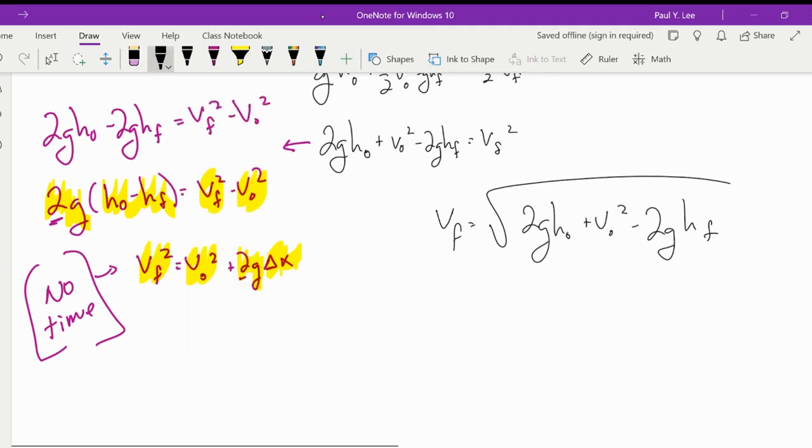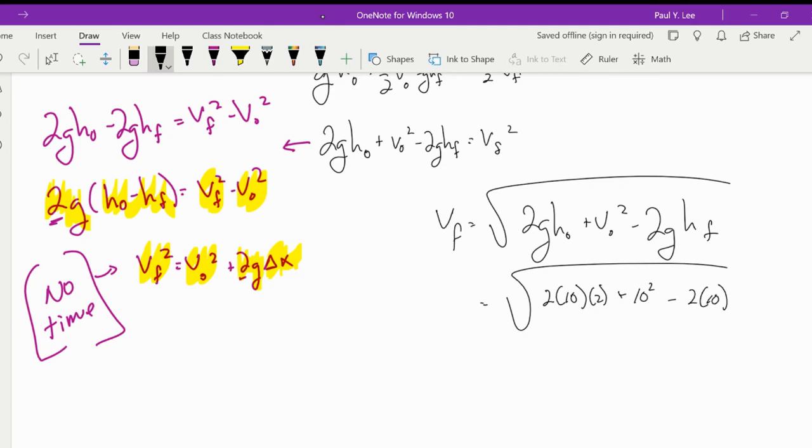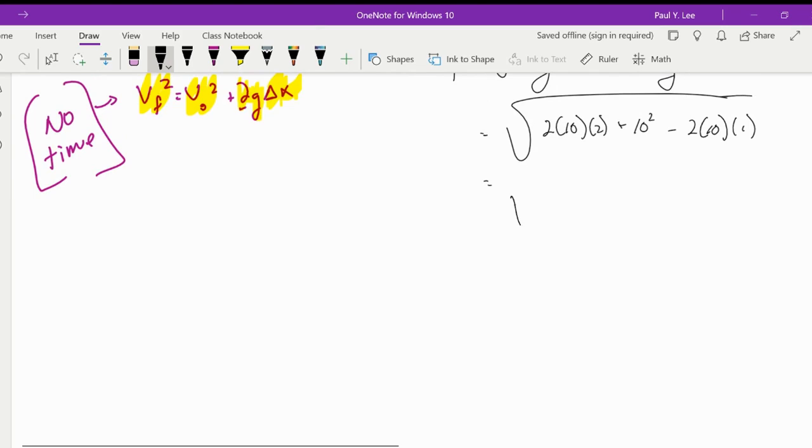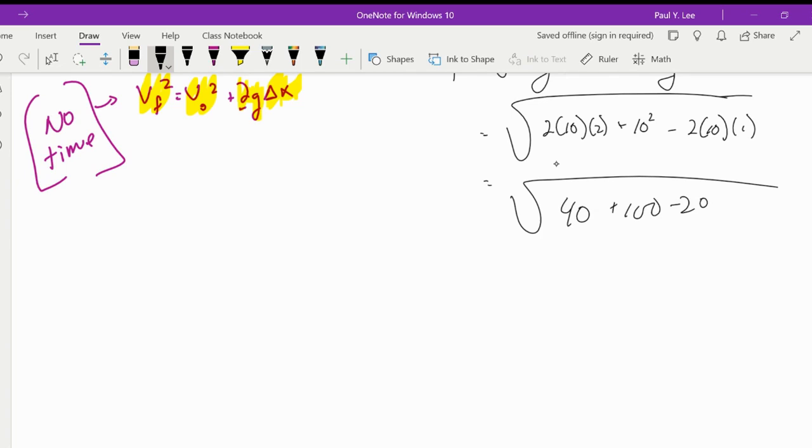I appreciate it. I don't know about you, but that was really cool. All right, so 2g is 20. Our initial height was, what was it, 2? So 2 times 10 times 2. Okay, showing you good habits. Don't skip these steps. h final is 1. Show all your work so that others can help you out in case you get a wrong answer. If you skip your steps, no one can help you out. 2 times 2 is 4. 4 times 10 is 40. Plus 100 minus 20.